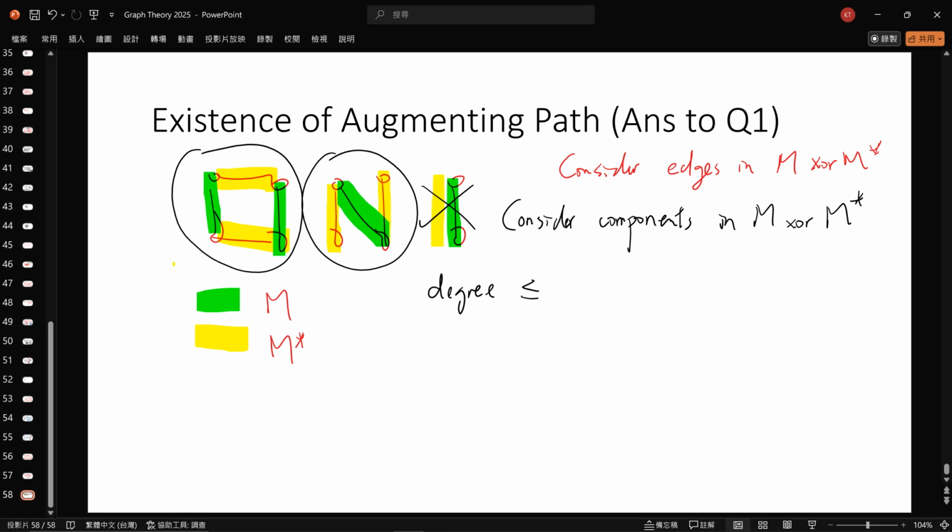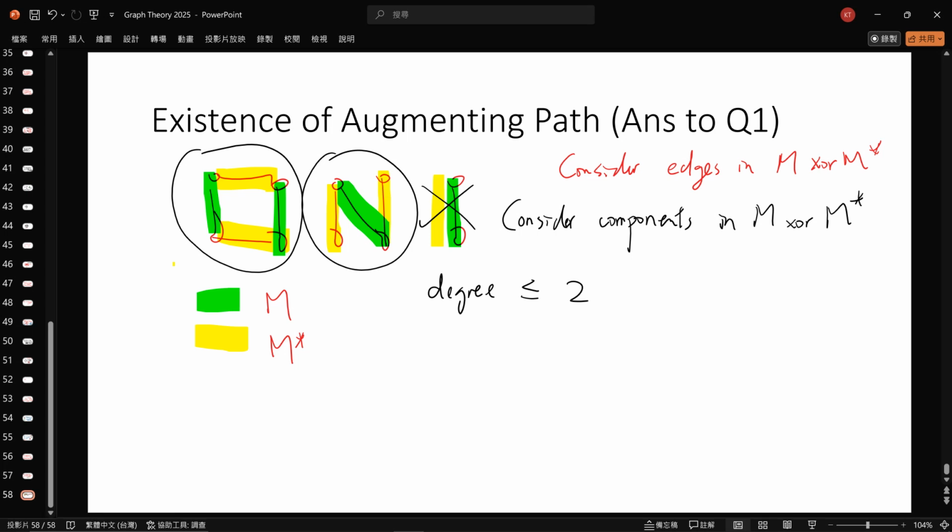So at least from this example, the degree is at most 2. So why? So why the degree is at most 2? Exactly, because we consider edges in the matching, and we have 2 matchings. So every vertex is incident to, or adjacent to, at most 2 edges.